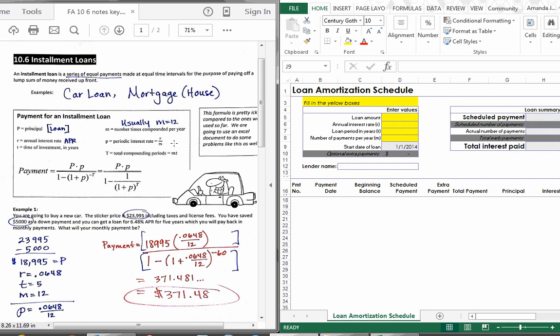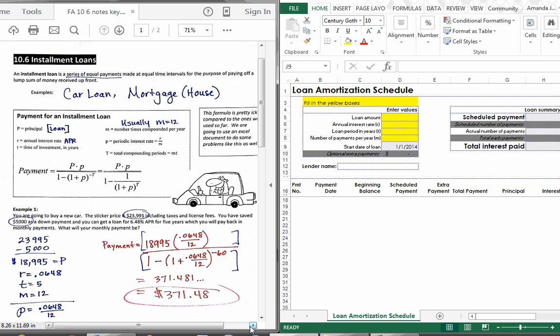Lowercase p is your periodic interest rate, which is your APR divided by the number of compounding periods. We talked about that yesterday. So for example, if you have a 12% interest rate per year, they're not going to charge you 12% each month. They'll charge you 1% each month for 12 months to get that 12%. And capital T is the total compounding periods. Again, that is the number of times per year times the number of years. So if you make 12 payments a year for 5 years, that's 60 total payments.